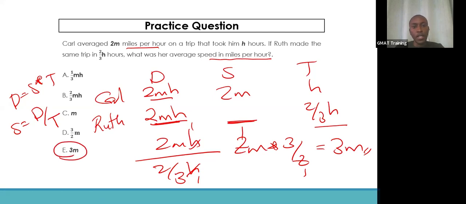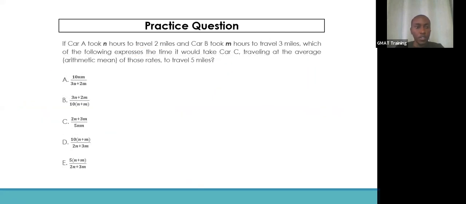So what was her average speed in miles per hour? That's 3m miles per hour. Okay, that's one of the easier questions. Now let's have another question, a problem solving question. Here's the question. Pause the video and then we'll try the question together.